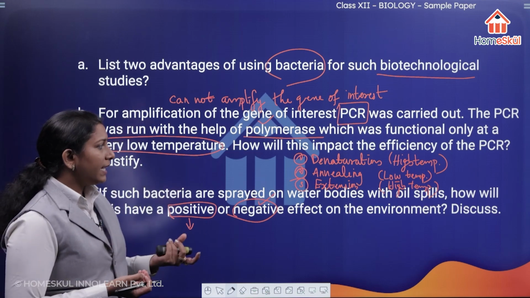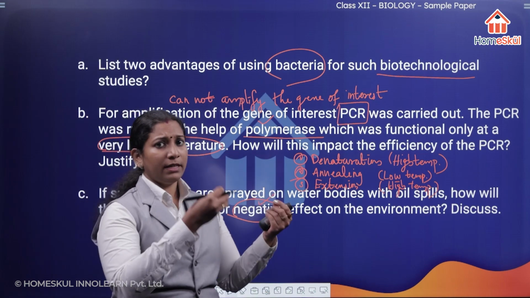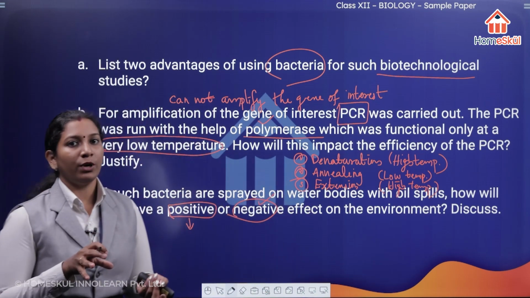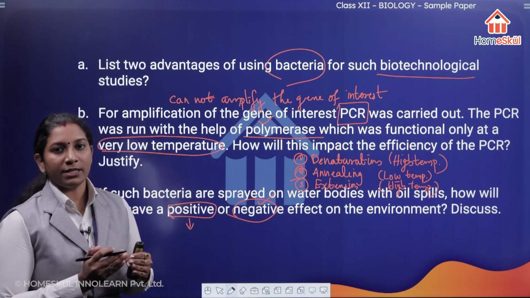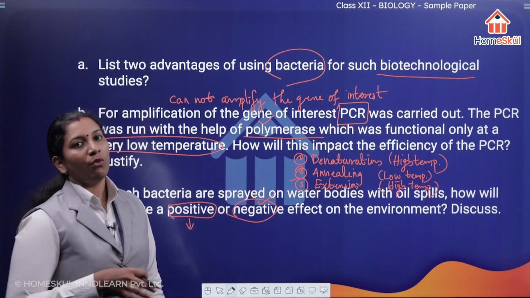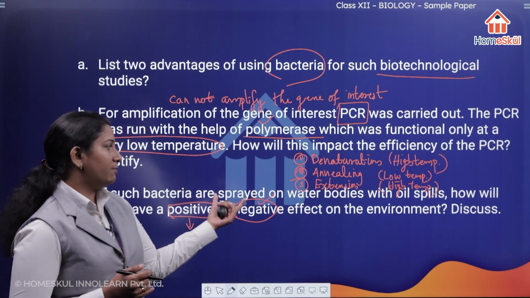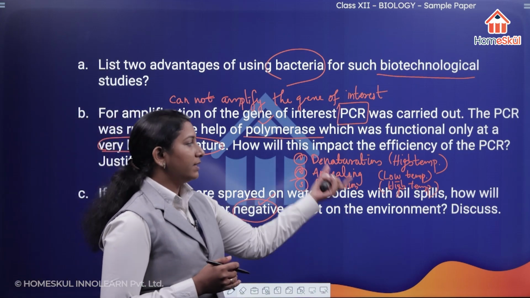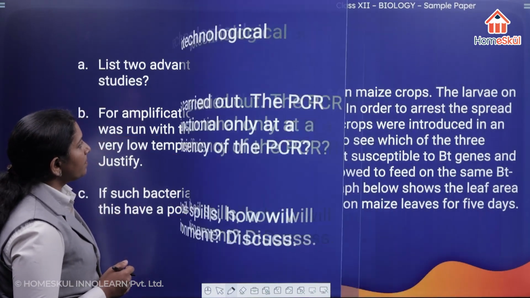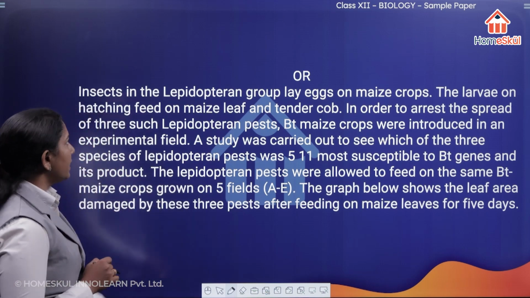Then when these bacteria are present in the water body, the dissolved oxygen level in the water body will also decrease greatly. That will result in the mortality of the aquatic forms present in the water body too. So these are the negative effects, and positive effects too, of using this bacteria on water bodies with oil spills. Then in this session, we have an OR question too. Let's see the OR question.